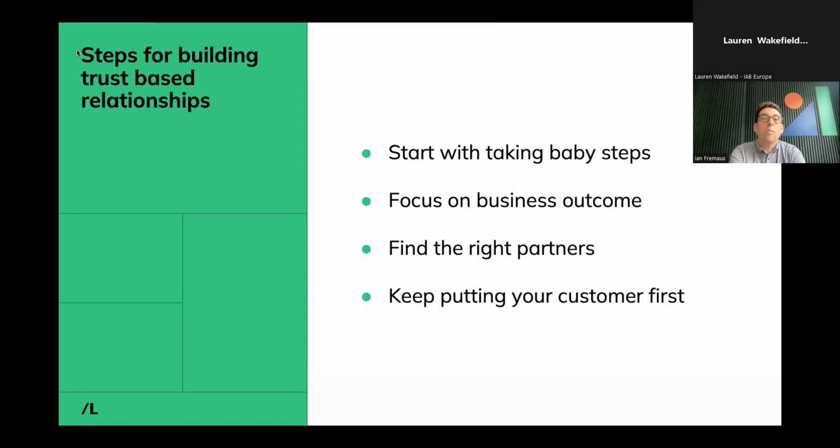So moving on now, what I'm going to talk about is some of the steps that you can go through to start building those kind of trust-based relationships with other partners who you want to collaborate with. So the 4 steps: starting with taking baby steps, focus on business outcomes, finding the right partners, and keep putting your customer first. So dropping into a little more detail, starting with the baby steps is particularly true of data-rich companies who are looking to create new revenue streams for their data, for example. It's probably something where you do need to take a more considered approach and start with a particular strategy rather than trying to get to the final destination all in one go.